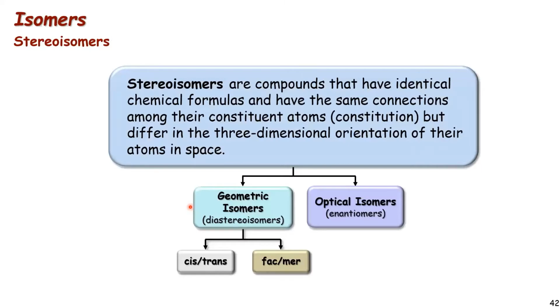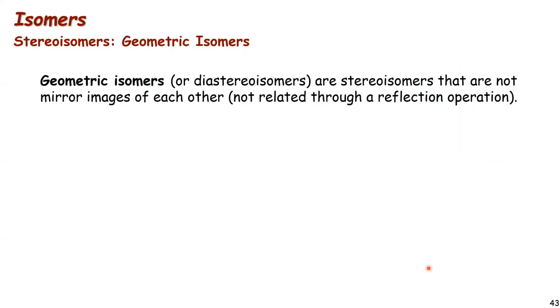Next, let's switch to the stereoisomers. These are compounds that, again, have identical chemical formulas. They have the same number of atoms of each element within the compound. In this case, though, the connections are all the same between the atoms, but it is the three-dimensional arrangement of those atoms in space that makes them different. We can break them down into geometric isomers, which are also often called diastereomers, and these do not have mirror images of one another. And then we have the optical isomers, again, often referred to as enantiomers, and they do have mirror images of one another. So let's start with the geometric isomers.